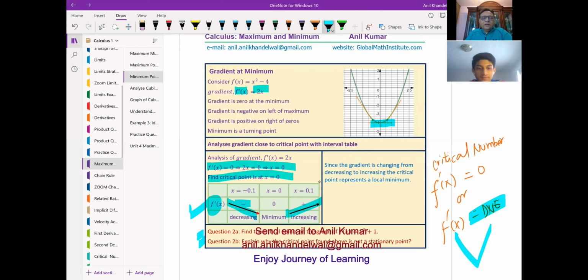Please read question number 2a and b. Question 2a. Find the critical points on the graph of f of x equals x cubed plus 1. Question 2b. Explain why the critical point found above is not a stationary point. We answered this question. Can you answer the question once again? So the critical point we said would be the point of inflection, right? And it's not a stationary point because when we do the interval table, we can see that the function is still increasing. Amazing. Good job.